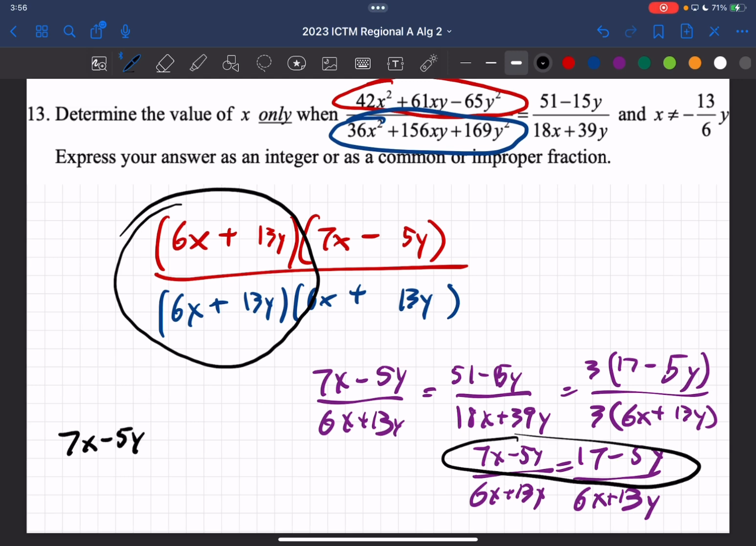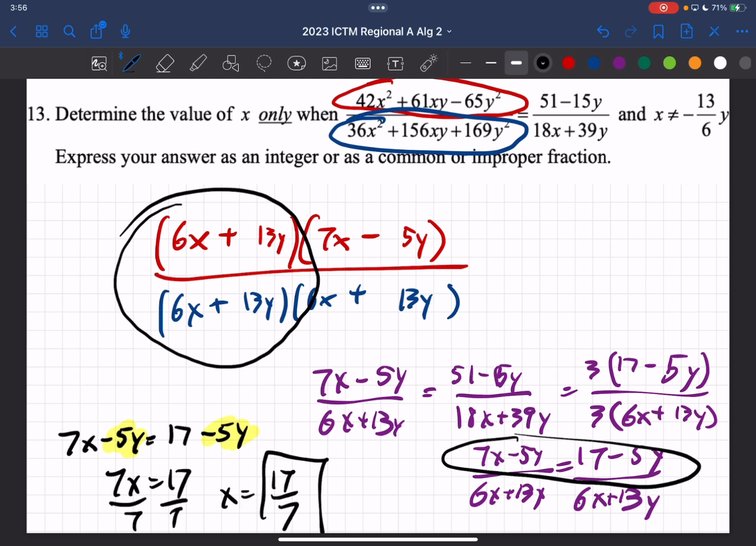7x minus 5y equals 17 minus 5y. Hey, wait a minute. I've got a minus 5y on both sides. If I add that, it's just going to go away. So 7x equals 17, and x equals 17 over 7.